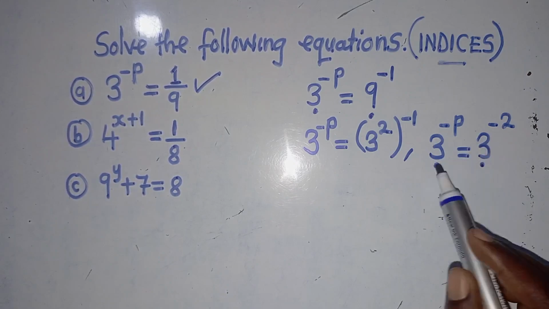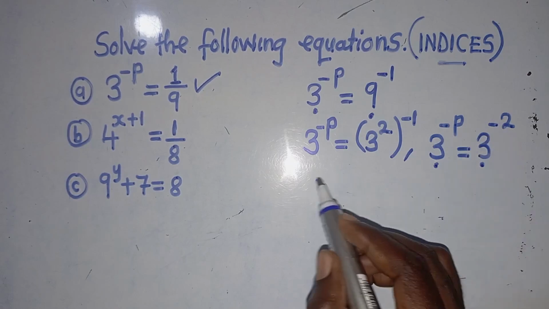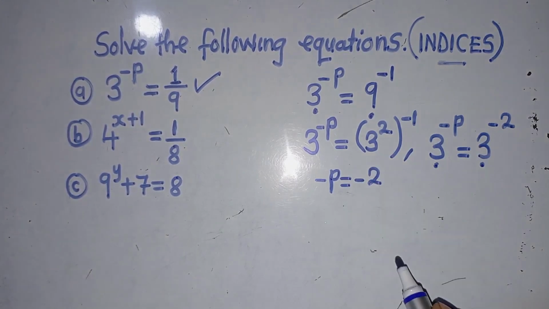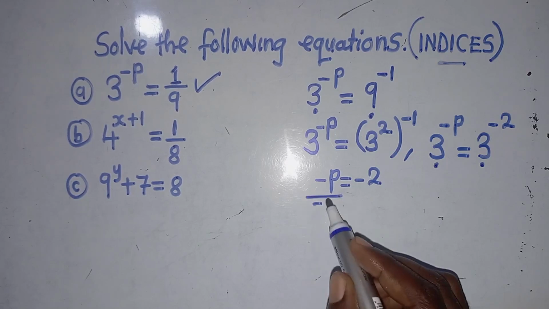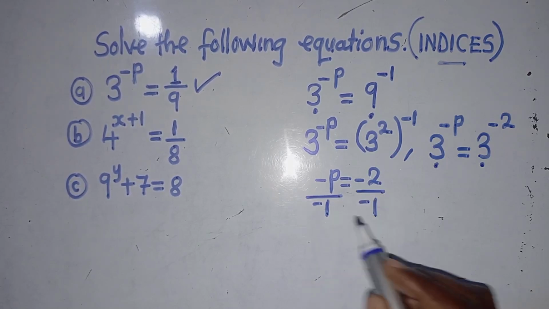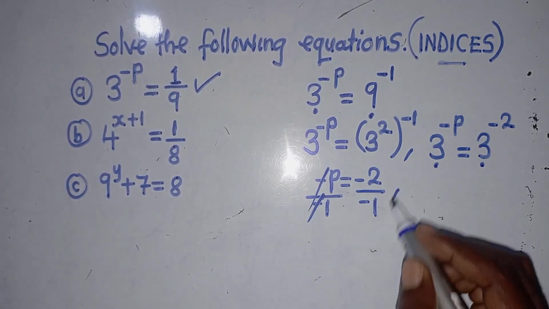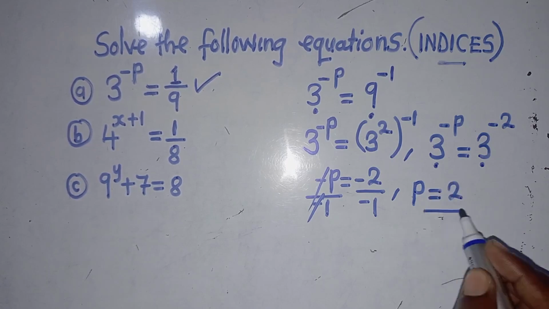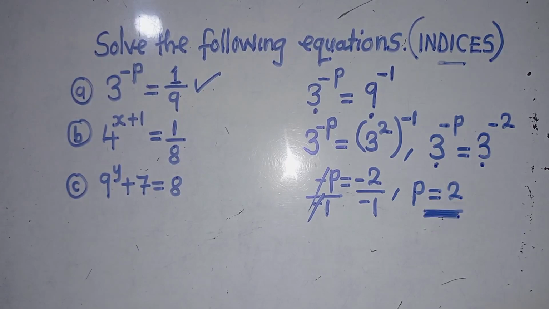If bases are the same, you equate the powers, where you have negative p is equal to negative 2. From here, you divide both sides by negative 1, such that this negative and that negative cancel out. You are going to have the value of p equal to 2. That is your answer. That is how you are supposed to solve that one, even in an exam.